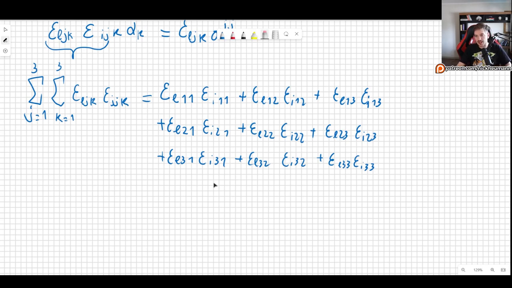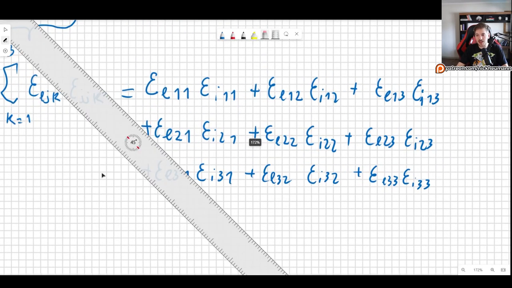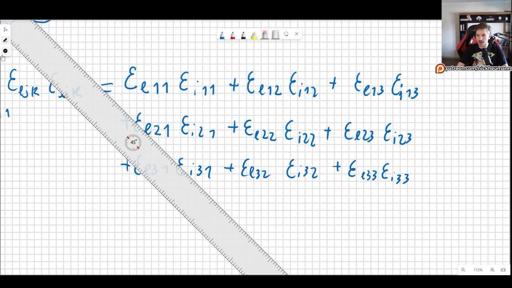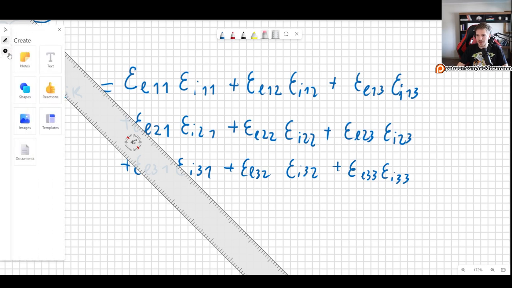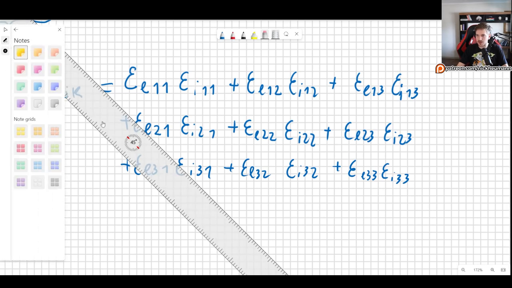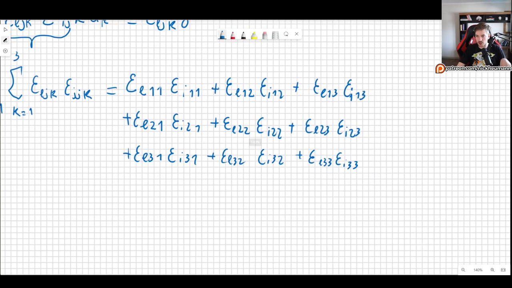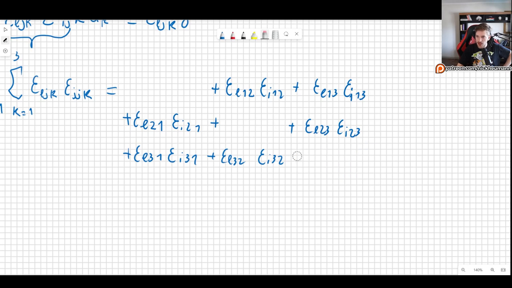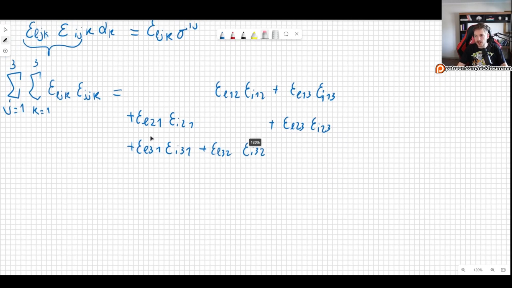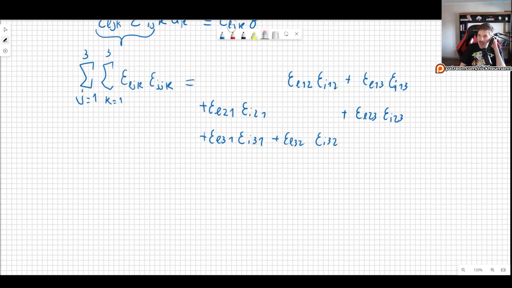Because we know that the Levi-Civita symbol is 0 if any of the indices are repeated. So this is 0, this is 0. Then this is 0, this is 0, this is 0, this is 0. So all those are 0 in every single case, so we don't even worry about that. That already makes things a little bit easier. So now we go into each case.